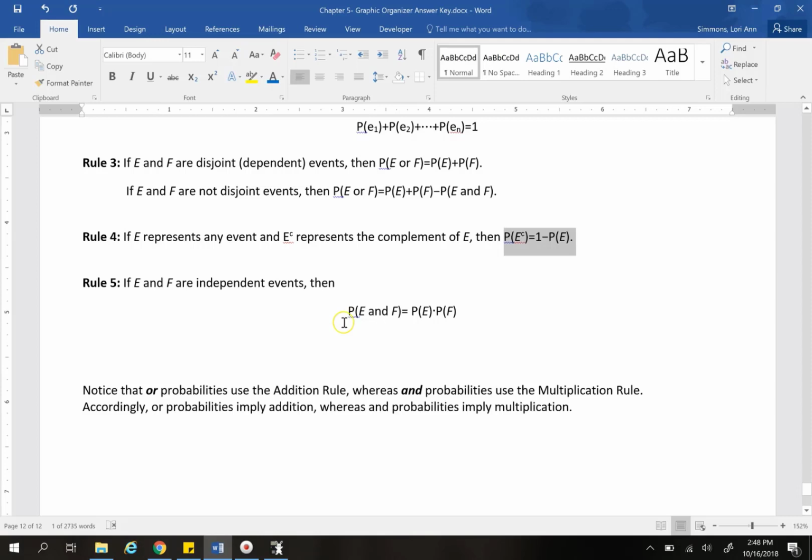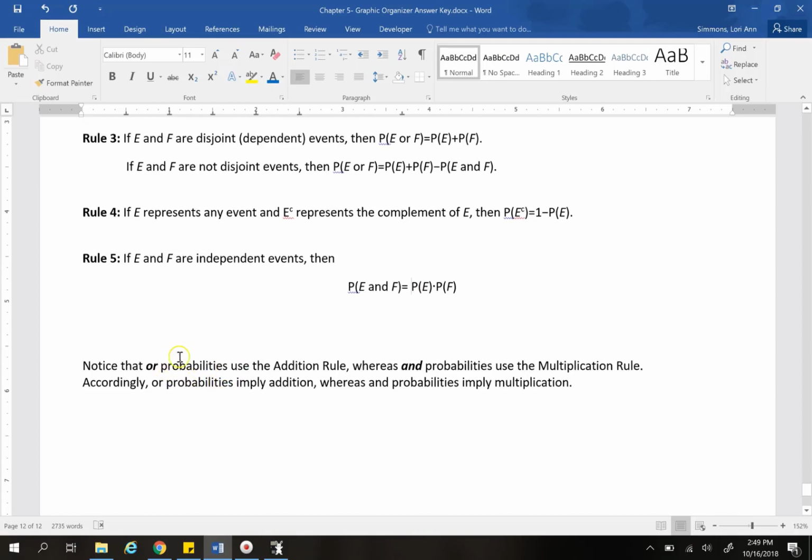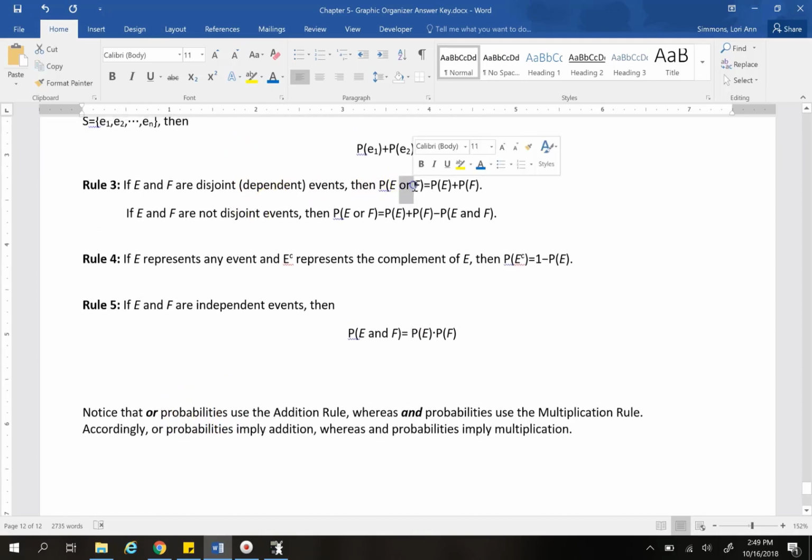And then what you learned in 5.2 is right here. If E and F are independent events, then the probability of E and F equals the probability of E times the probability of F. Notice that our OR probabilities use the addition rule, so we're adding, whereas the AND probability uses the multiplication rule. Accordingly, OR probabilities imply addition, whereas AND probabilities imply multiplication.